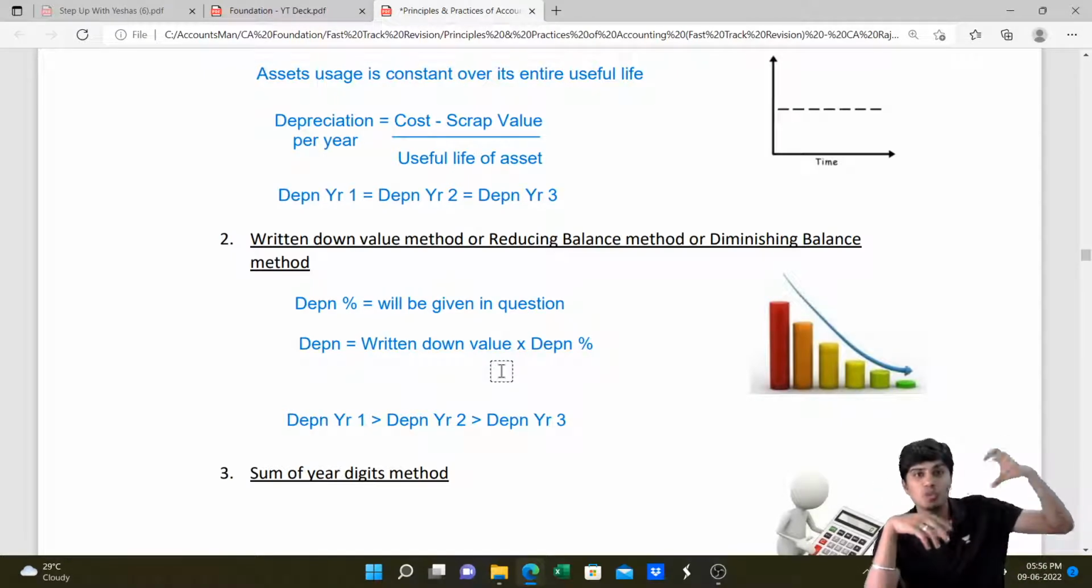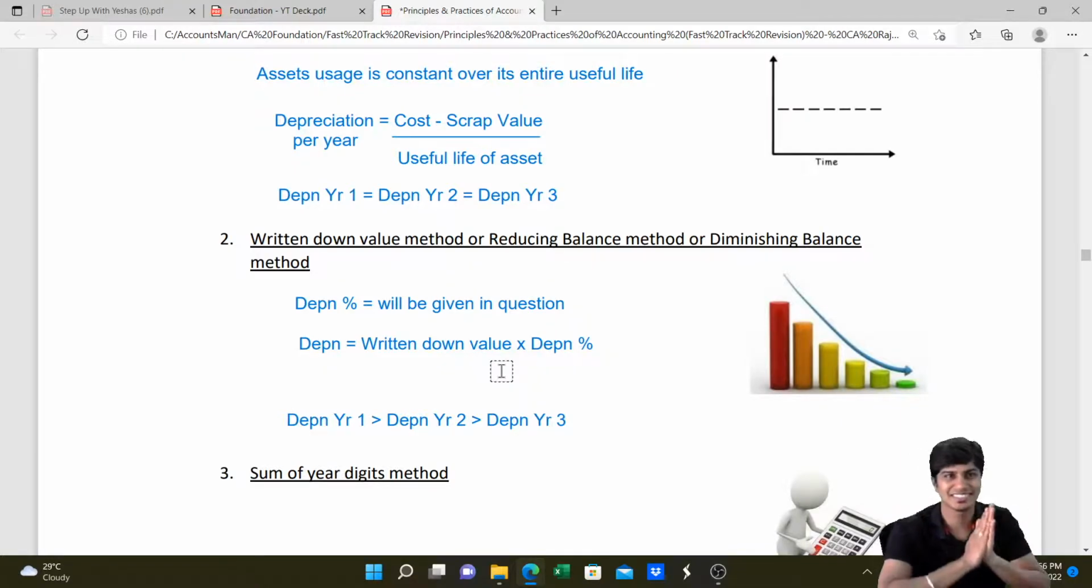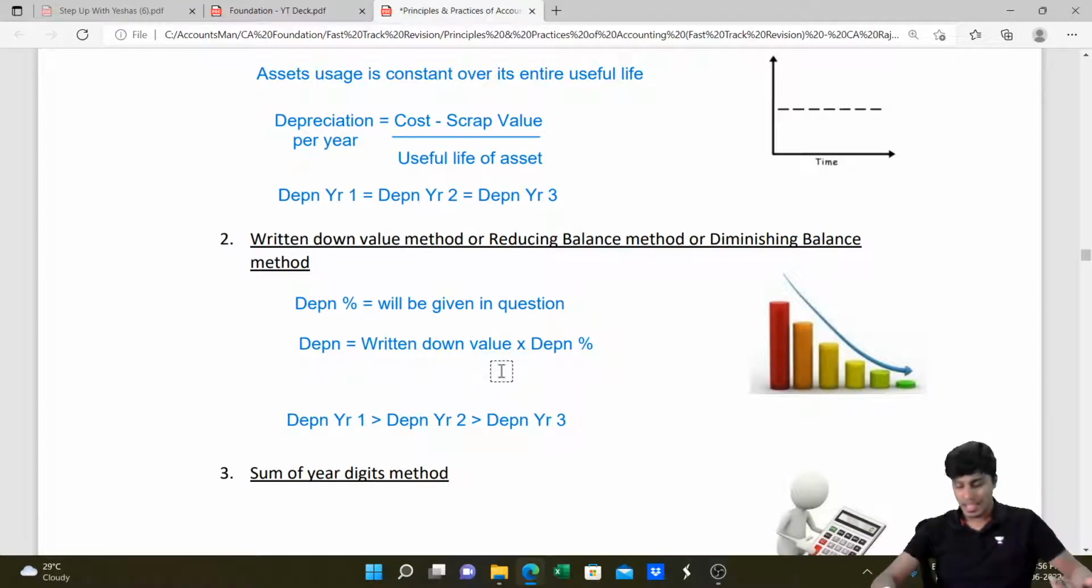When depreciation is more, repairs is less. When repairs is more, depreciation is less. Got it? That's not however there in the other methods of depreciation. So this is one of the highly appreciated and very strongly followed practical methods of depreciation. Got it? So we have questions on this also.